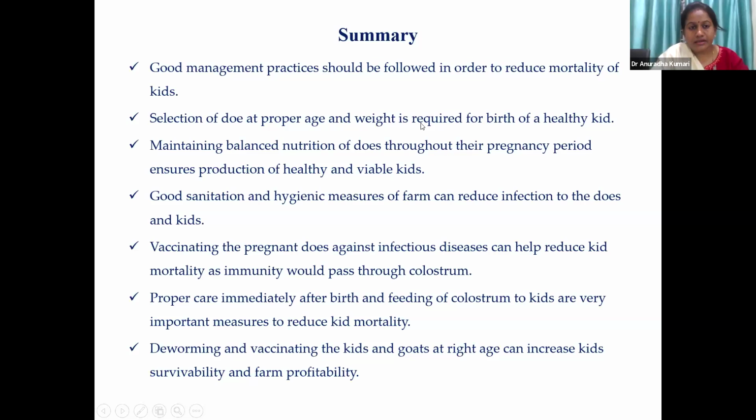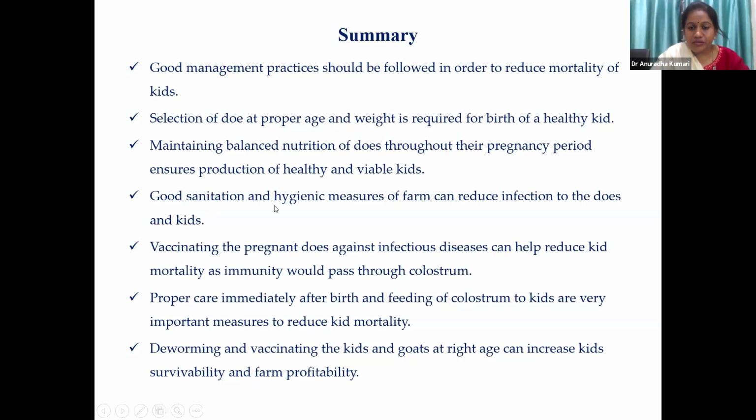So here I can conclude the different good management practices that we should follow in order to prevent kid mortality. Most important and first is the selection of does at the appropriate age and birth to produce healthy kids. Maintaining a balanced ration throughout pregnancy, and mainly during the later stage of pregnancy, is an important factor for getting good quality kids.